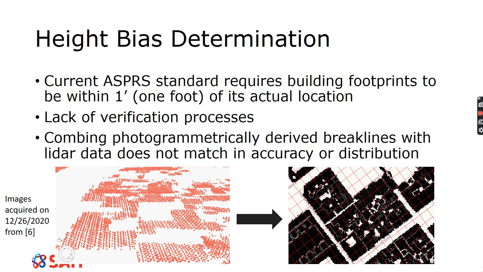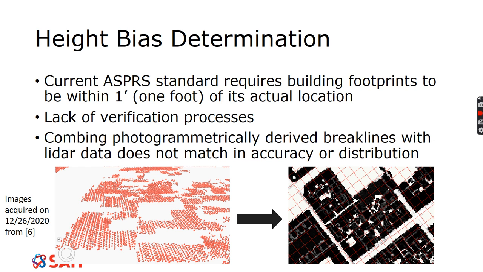The next one is height bias. With height, we have an ASPRS standard that says that footprints are supposed to be within 1 foot of their actual location. So that's pretty tight, right? You think 1 foot is 30 centimeters, and yet our horizontal error budget is really about 30 centimeters. So what can we do to improve that if we were looking at building footprints?